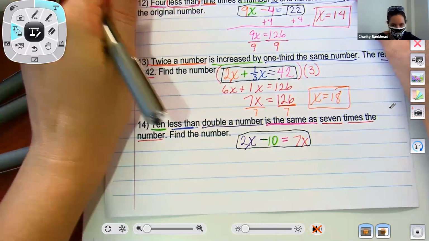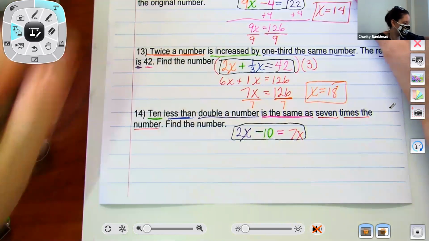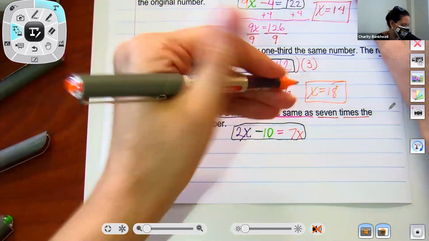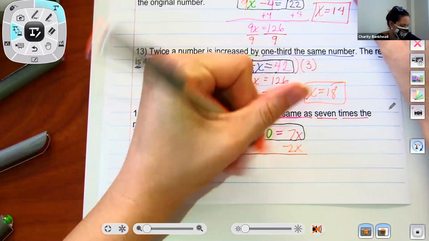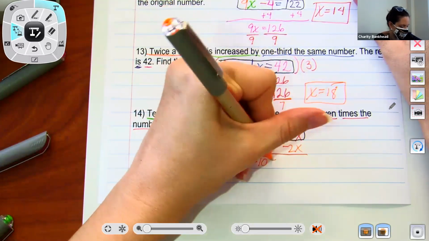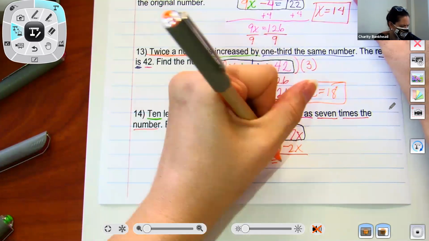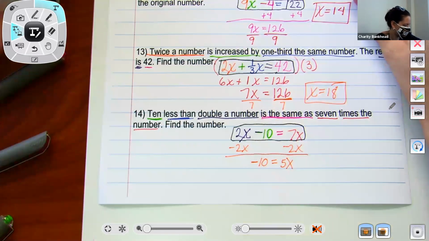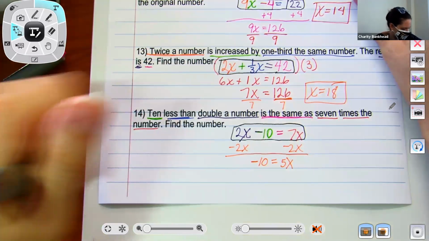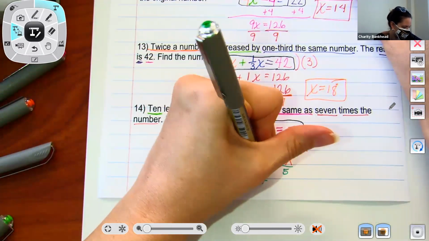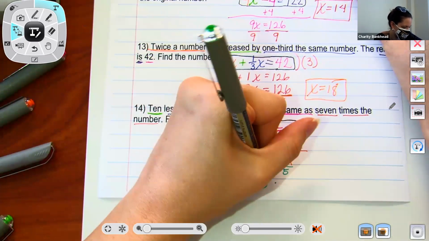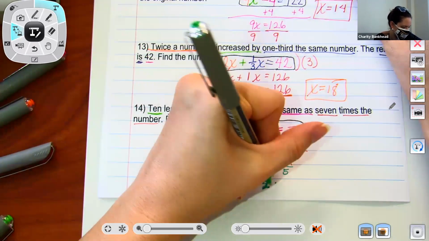So to solve it, we have to get the x's to one side. So to do that, I would just subtract 2x from both sides. So that gives me negative 10 equals 5x. And then divide both sides by 5. So that's negative 2 equals x.